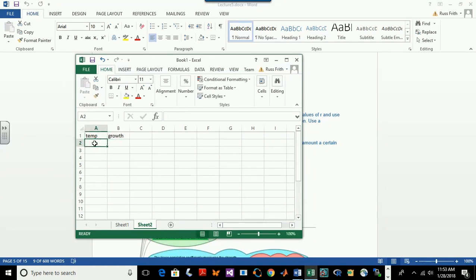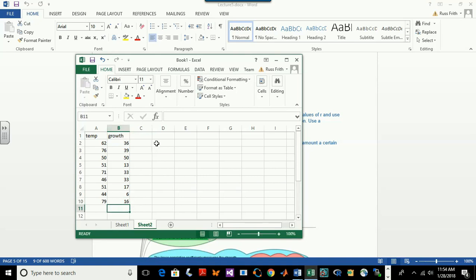So temperature is 62, 76, 50, 51, 71, 46, 51, 44, and 79. Growth is 36, 39, 50, 13, 33, 33, 17, 6, and 16.